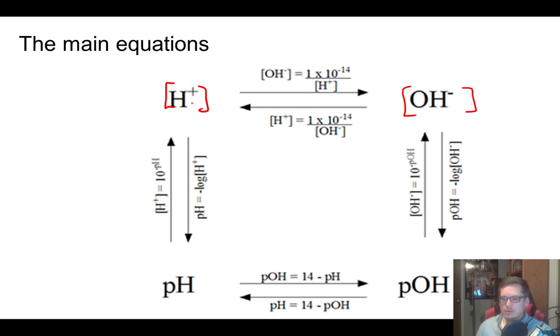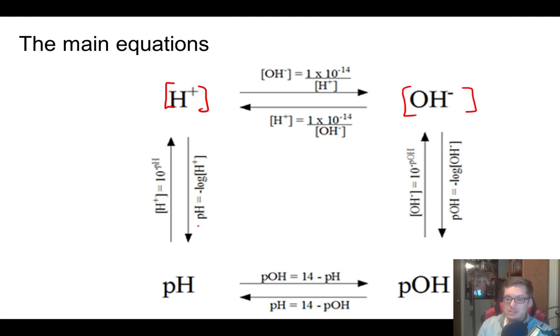Or you could go the opposite way. You could use your Kw, your 1 times 10 to the minus 14th, and divide that by the concentration of hydronium, and you'll get your concentration of hydroxide, and then take the negative log of that. So really, from one place to the next, on any point on this map, you could go from one place to the next. This is a good thing to have memorized, a good tool to have in your pocket. Make sure you get really comfortable with going from one corner to the next, one side to the next, and so on and so forth.